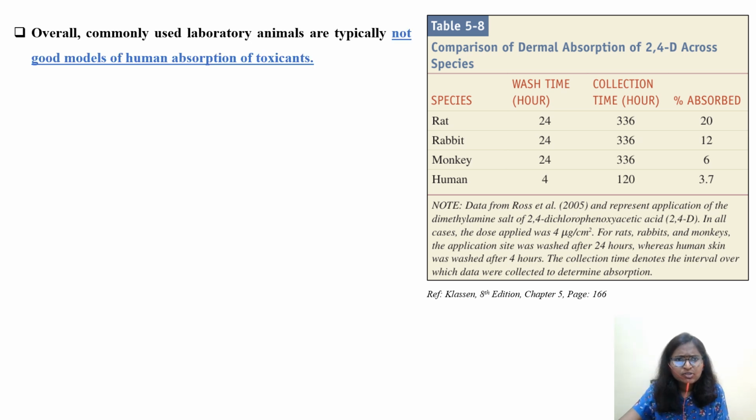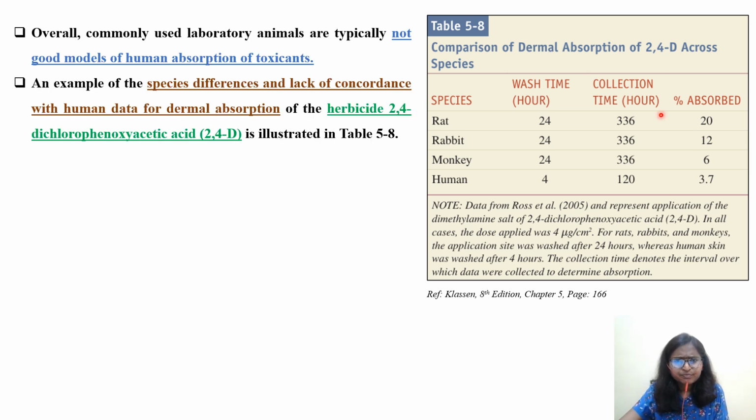Then next, finally we understood that laboratory animals are typically not good models for human absorption of toxicants, because of species differences and lack of concordance with human data for dermal absorption. So this is again a very important thing. In Klaassen, 8th edition, chapter 5, page number 166, you can see how they give an example with a case study, asking which of the following models is more favorable for dermal absorption.